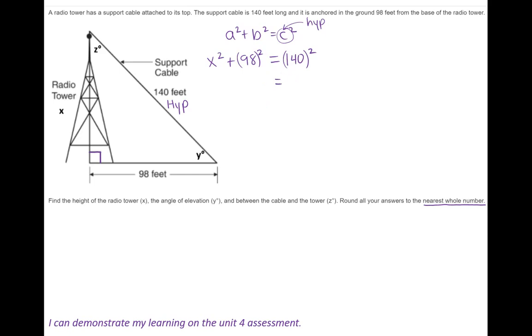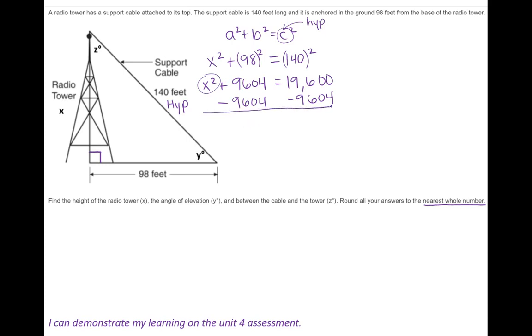And then equals. Here's where I'm going to grab some calculations for my calculator because I don't know this, and I'm going to do it quickly and not show Desmos. So I'm just doing 98 squared. So I have x squared plus 9604 equals 19,600. Then I'm going to solve for the x squared by subtracting 9604 from both sides so I can get my x squared by itself.